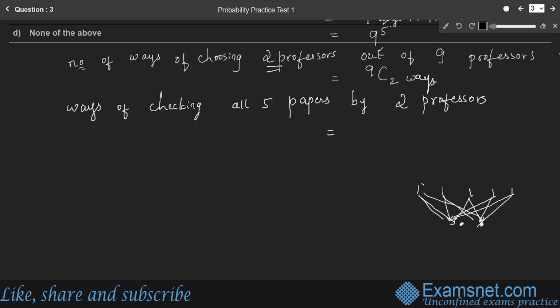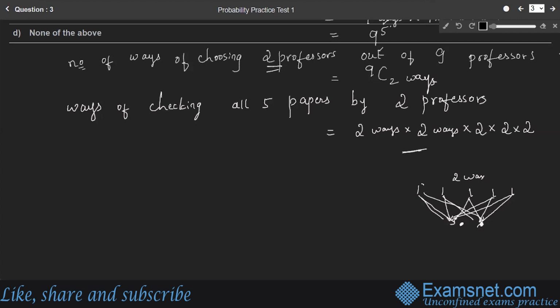So each paper is being checked in 2 ways. Therefore, the first paper is checked in 2 ways, into the second paper checked in 2 ways, into the third paper checked in 2 ways, the fourth paper into the fifth paper checked in 2 ways.